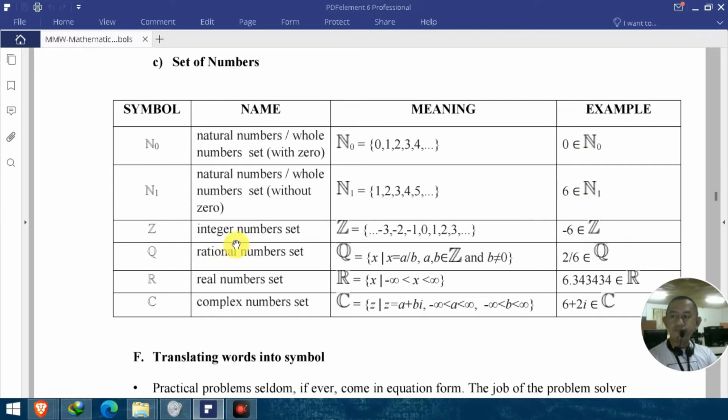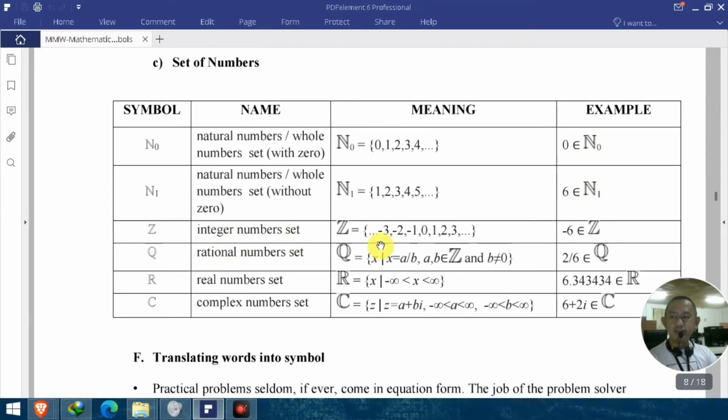Z is the integer set, so those negative, negative 0 and 1, 2, 3. So this is the integer set, positive and negative. So negative 6 is an element of Z.